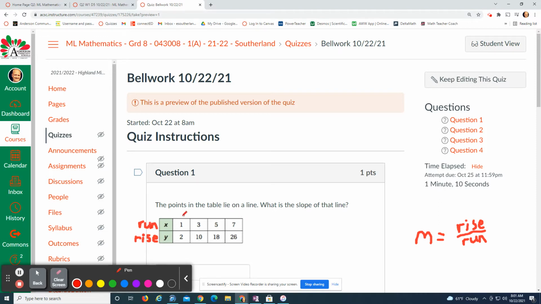What do you got to do to go from 1 to 3? It's going to be add or subtract. So what do you got to do to 1 to make it go to 3? You're going to add 2, right? So put plus 2. What do you got to do to get from 2 to 10? Plus 8. The rise is what? It's 8. So the rise is 8. And the run is 2.